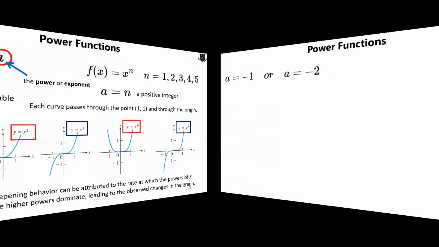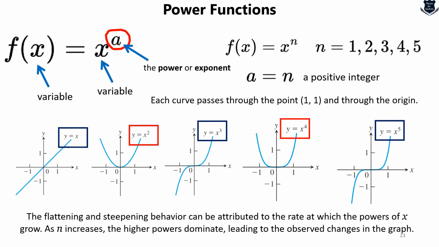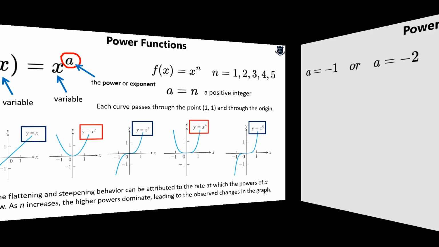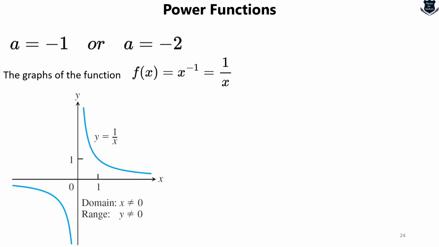If we take another case where a equals -1, remember what we mean by a: the power of the exponent. If we take a equals -1 or -2, then the graph of the function f of x equals x to the power -1, which can be written as 1 upon x, looks like this. This is known as a hyperbola.